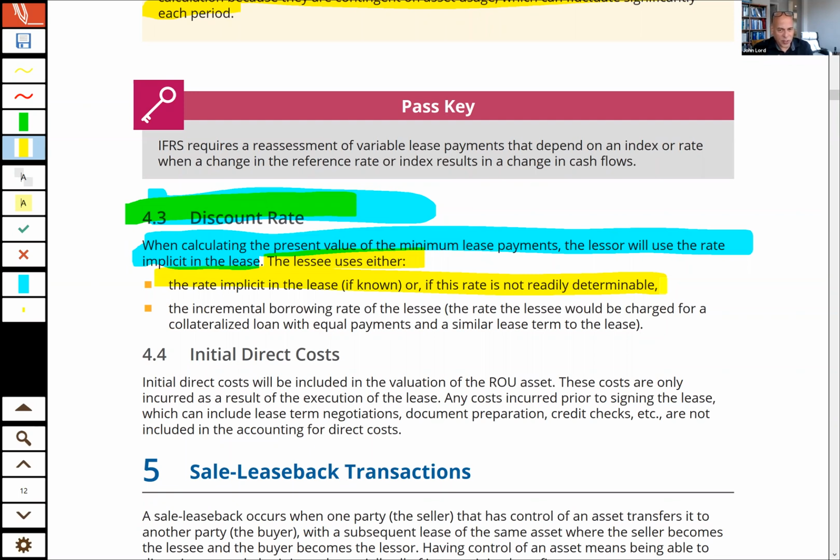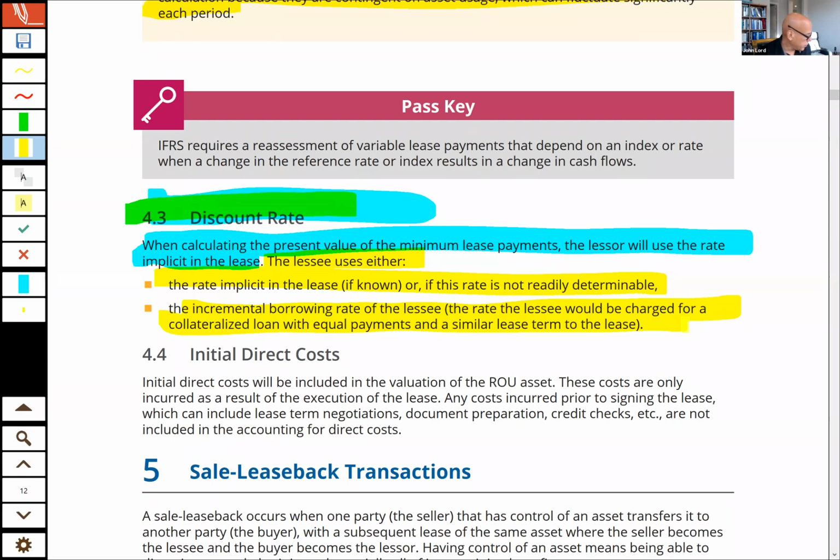And if that's the case, and frankly, for the CPA exam, if they tell you, hey, the lessee does not know the lessor's rate, or the lessee does not know the rate that is implicit in the lease, then you're going to have to go with what they would have to provide you at that point in time, which is the incremental borrowing rate, the rate the lessee would be charged for a collateralized loan with equal payments and similar lease terms. Okay, so if they give you two rates in there, and they tell you the lessee knows the lessor's rate, then you'll use the lessor's rate. If they say the lessee doesn't know, then they're going to have to give you that second rate, and that would be the incremental rate that the lessee could get in the market. Basically what's available to them in the market. Okay, good.